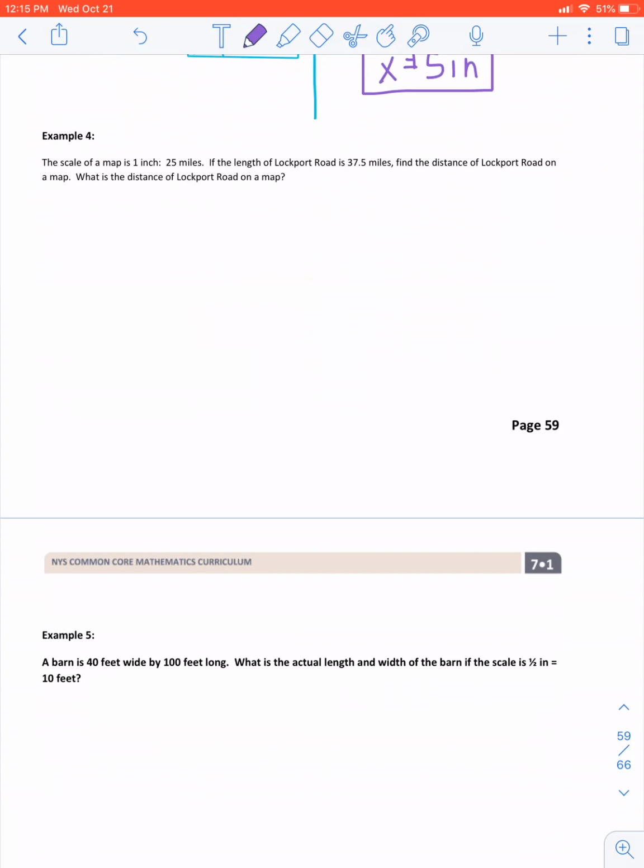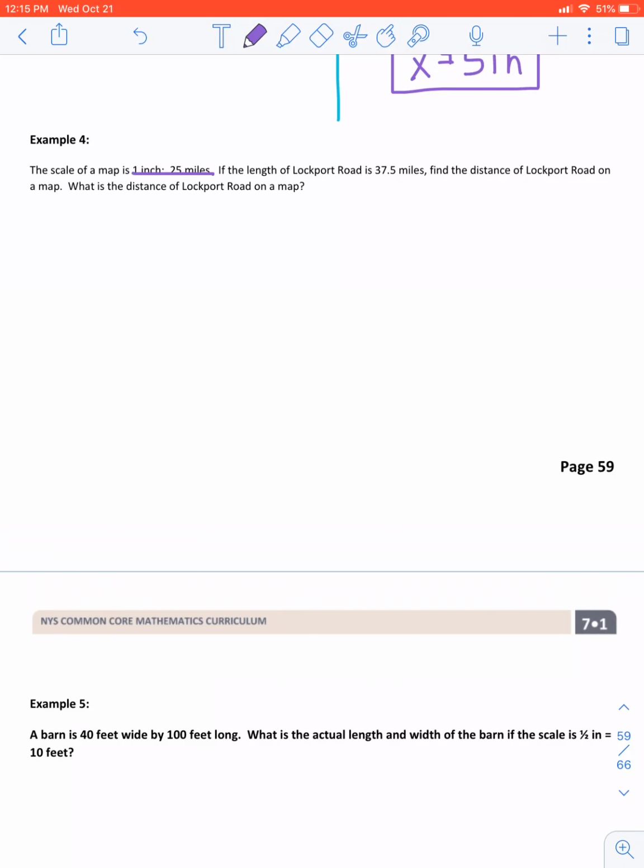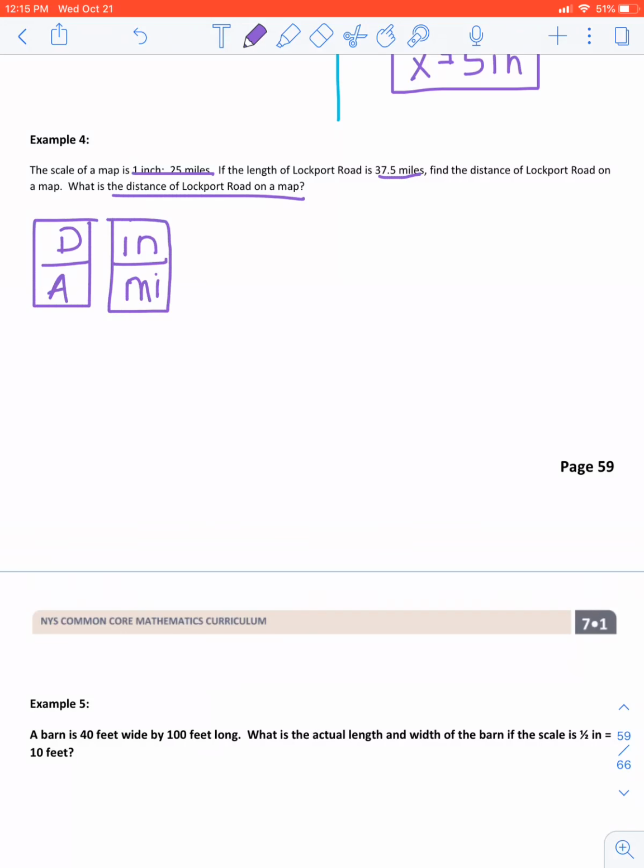All right, next example. It says a scale on the map is 1 inch is 25 miles. So the length of Lockport Road is 37.5 miles. What would the distance be on the map? All right, so remember we're doing drawing over actual. To do this, we're going to set up a proportion. So we have inches and miles that we're talking about. So inches is the units on the map, the drawing, and the miles is the units in the actual road. So we start with our scale, 1 inch over 25 miles equals.